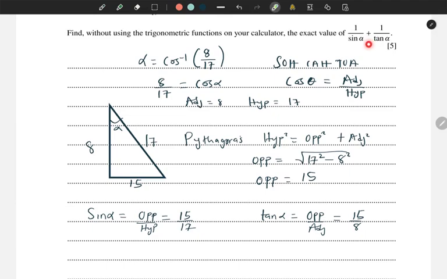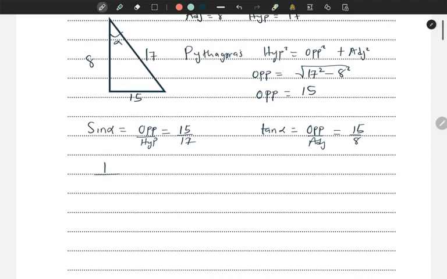So we have sine alpha to be this and tan alpha to be this. Make the substitution here, then we are going to have 1 over sine alpha plus 1 over tan alpha. That's going to be the reciprocal of this, which is 17 over 15. Likewise, the reciprocal of tan alpha is going to be 8 over 15. Then this is going to be what? 5 over 3. And that is the solution to the given question.